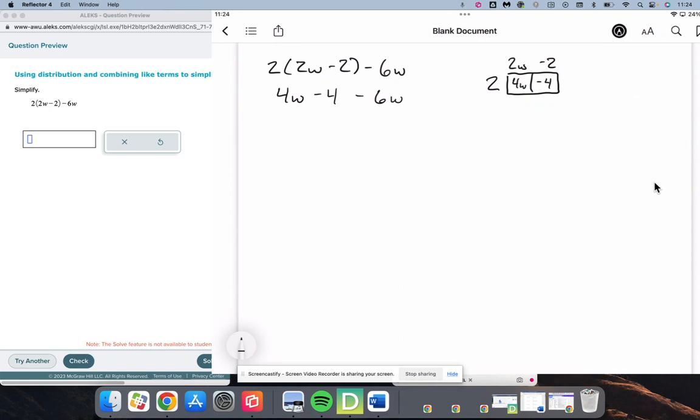Now to finish this up, we do need to combine like terms. We need to recognize that the 4w and the negative 6w are like terms, and they can be combined. So 4 minus 6 is going to be negative 2w, and we still have that minus 4 there.